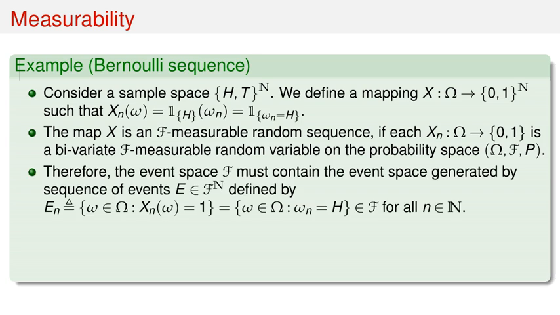Therefore, the event space ℱ must contain the event space generated by the sequence of events E, where E_n is defined as the set of ω in Ω such that X_n(ω) equals 1. This is the same as the set of ω where the nth toss ω_n is H. Each E_n must be in ℱ for all n in ℕ. That is, the sigma algebra generated by the random process X, σ(X), is equal to the sigma algebra generated by the sequence of events E, σ(E), which is σ of the set of all E_n for n in ℕ.